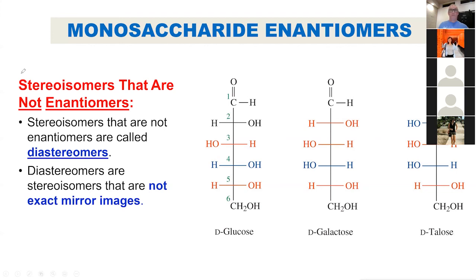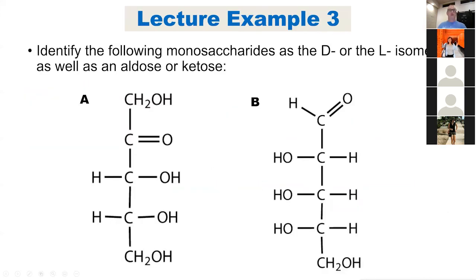So let's have a check. Now, here we actually have pentoses. We have 5 molecules, 5 carbons, so they're each a pentose. Now, are they D or L? And is it an aldose or a ketose? Let's look at A.